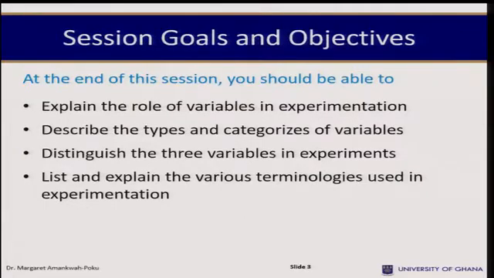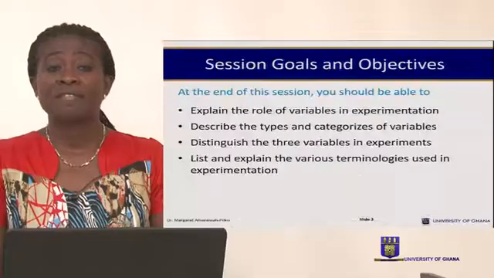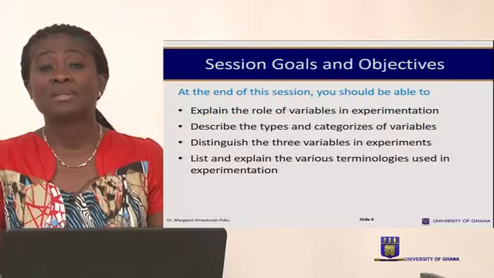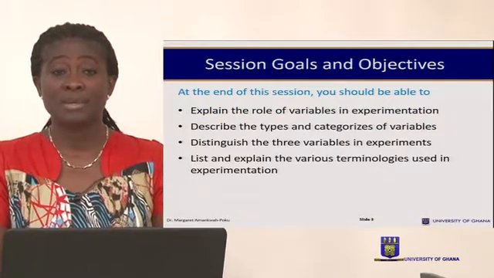So at the end of the session, you should be able to explain the role of variables in experimentation. You should be able to describe the types of variables or the various categories of variables that we have. Then you should be able to distinguish the 3 variables in experimentation. And finally, you should be able to list and explain the various terminologies that are used in experimentation.